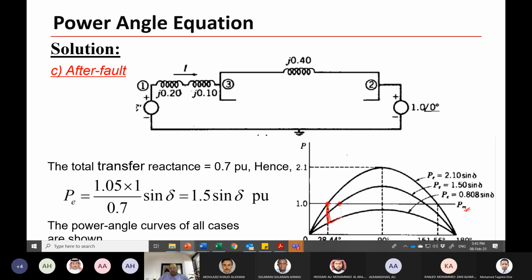This point, when it comes here, it will jump directly here. What does this jump mean? It means that we isolate the fault. We trip the line, right? To move from the pre-fault or during-fault voltage to the post-fault voltage means that the line is tripped. Am I right?